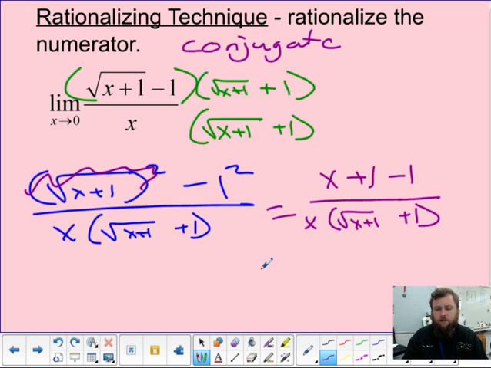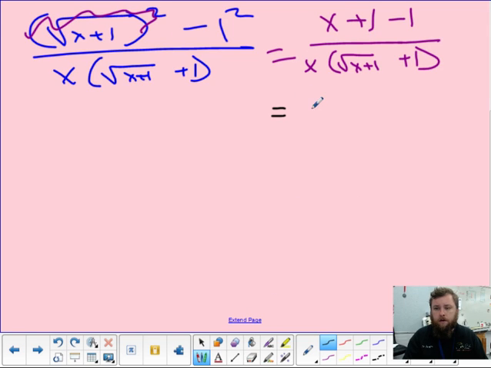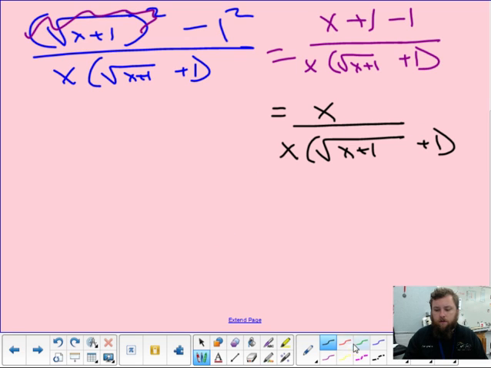And if you combine like terms on that top, we're going to need more room, so it's going to be x over x times the square root of x plus 1 plus 1. And what cancels out here? Those x's. Boom. So all you're left with, and I'll write the work over here, is 1 over square root of x plus 1 plus 1.